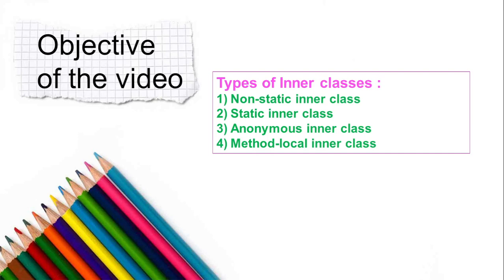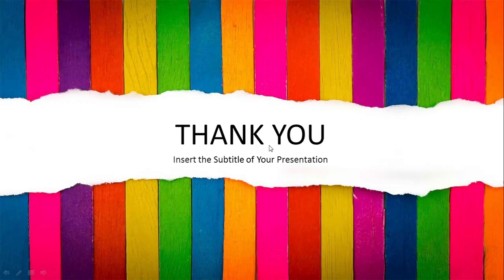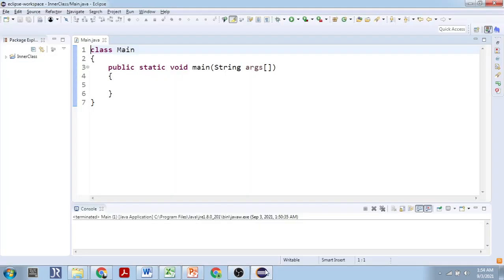There are four types of inner classes available in Java. First is the non-static inner class, then the static inner class, then the anonymous inner class, and then the method local inner classes. Most students who learn about inner classes know about the non-static inner class and the static inner class. We'll learn today in this class about the anonymous inner classes and method local inner classes also. So let's start with the notes and share the screen.